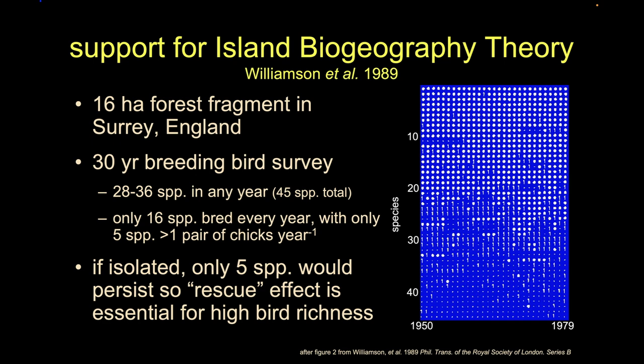So that tells us there's got to be some connection between patches, right? Otherwise, these birds must be dispersing between some of these patches, otherwise it would go extinct. We'd only have 5 species in this network. So that tells us there is some colonization going on, some movement from patch 1 to patch 2. Cool? All right.